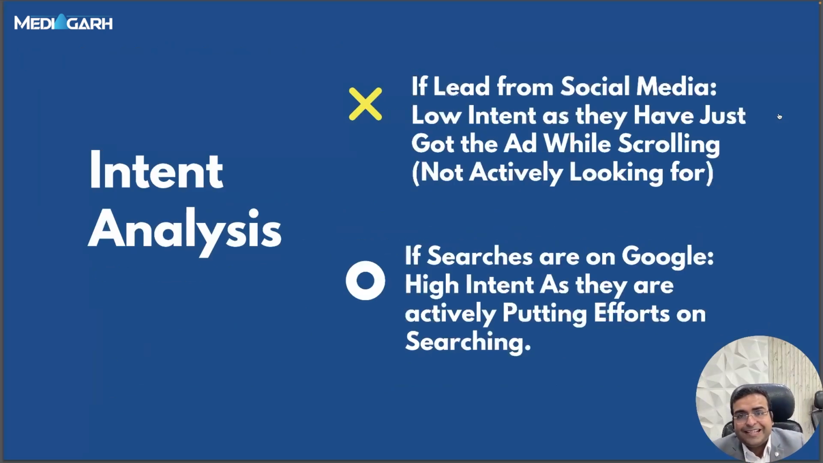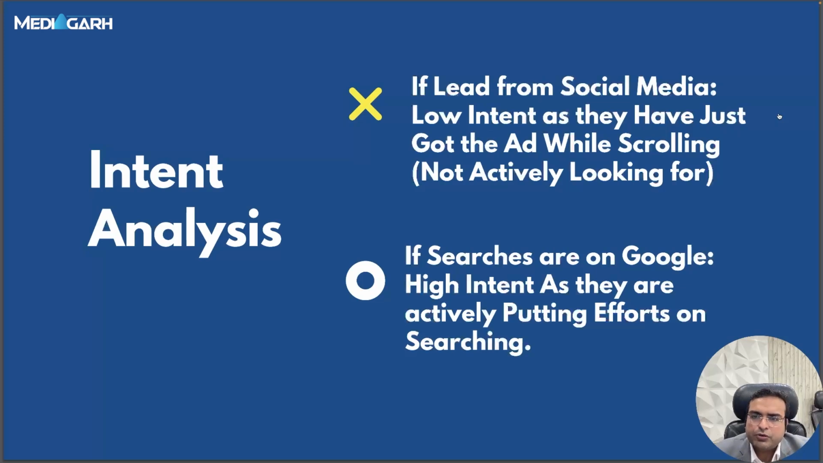Now, the next thing is intent analysis. If a lead is from social media, definitely the intent will be low, as they were just scrolling and not actively looking. If searches are on Google, the intent is high, as they are actively putting effort into searching. So you have to focus on the intent part. And the main thing you should also focus on, if you are running marketing campaigns for an aviation institute, is that if your institute is totally new, then for creating awareness you will need the support of social media.